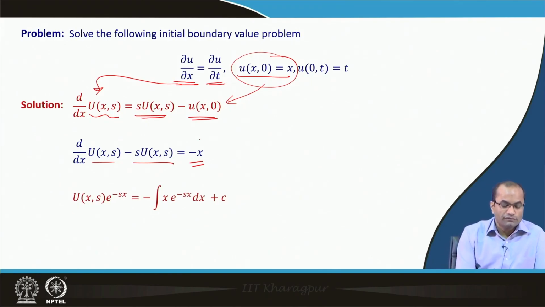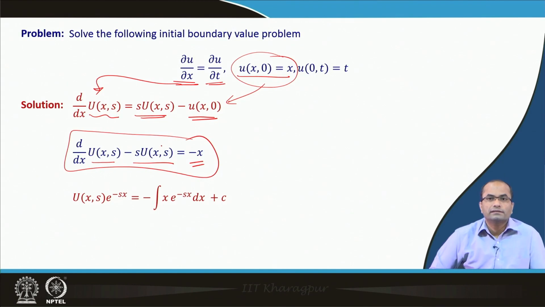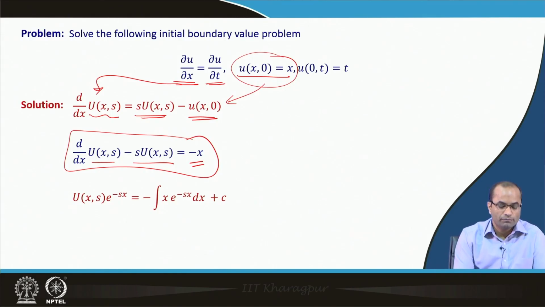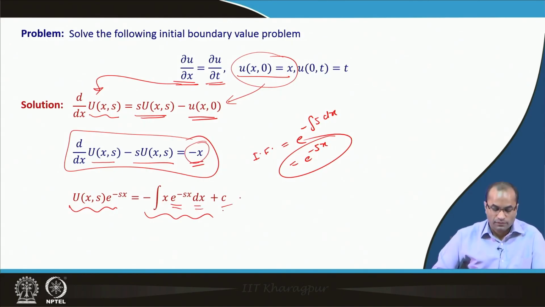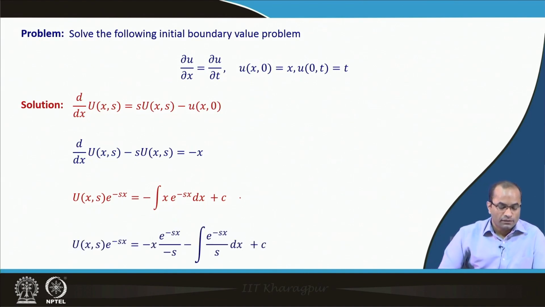That means we have dU/dx minus s U(x, s) equal to minus x, and then we can solve this linear equation. Again we are getting a simple linear ordinary differential equation. Here e to the power minus s x is going to be the integrating factor, that is, the exponential of minus s dx. Then we can write the solution as U(x, s) times the integrating factor equal to the integral of minus x multiplied by the integrating factor dx, plus a constant c.